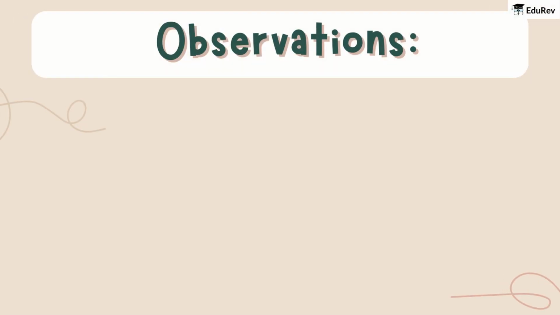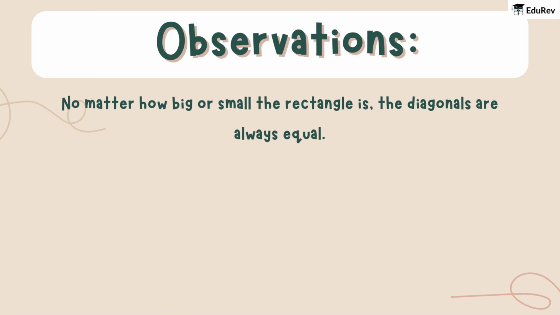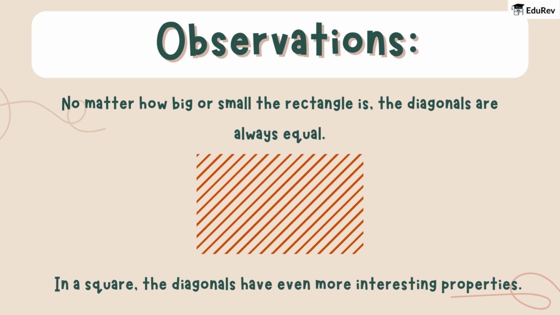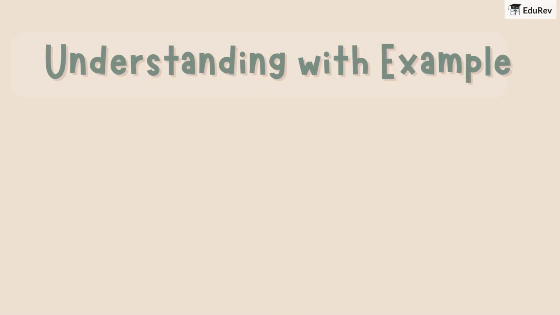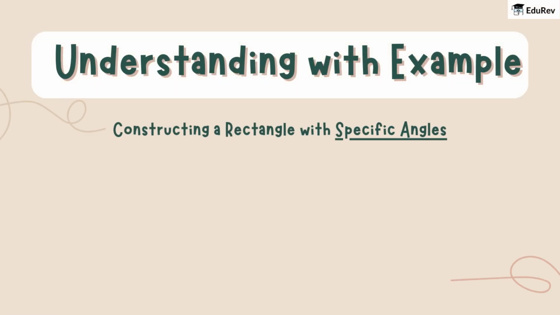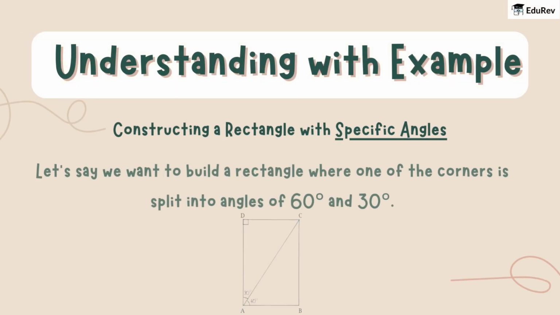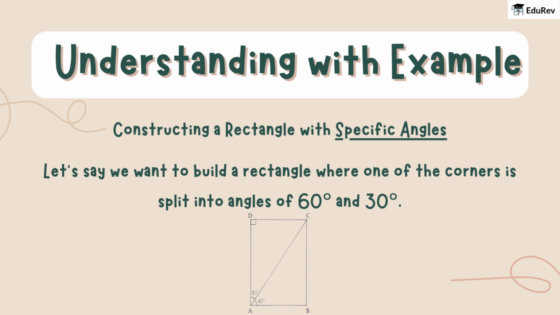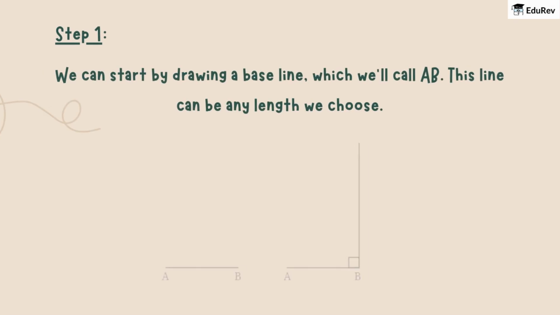Observations about diagonals. No matter how big or small the rectangle is, the diagonals are always equal. In a square, the diagonals have even more interesting properties. Understanding with example, specific angles. Let's say we want to build a rectangle where one of the corners is split into angles of 60 degrees and 30 degrees. Step 1.